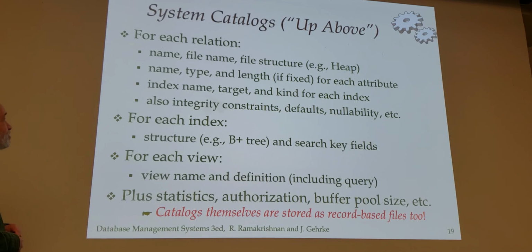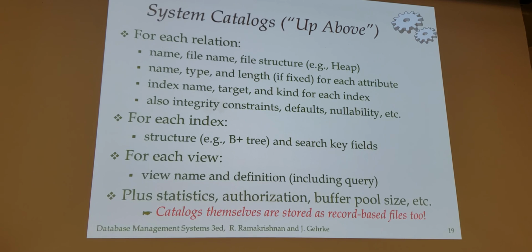For example, for each table, for each relation, we use relation a lot in this course because the textbook does, you'll have the information about what the name of that relation is and what file it's stored in. And you'll have information about whether it's stored as a heap or some other file structure. We'll talk about other file structures later in the course. You get information for each column, for each attribute. You'll have the name of the column, the type of the column, the length of it if it's fixed, the maximum if it's variable length. You'll have all kinds of information about that.